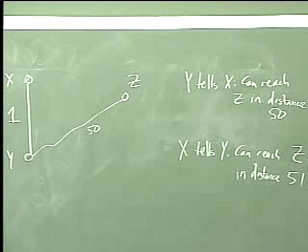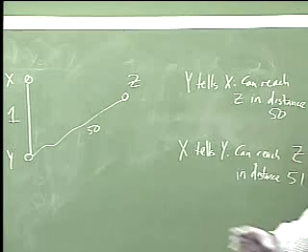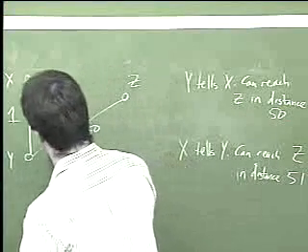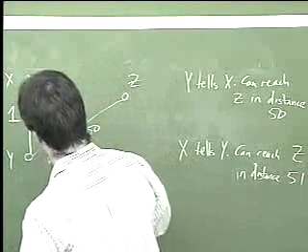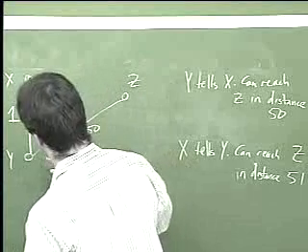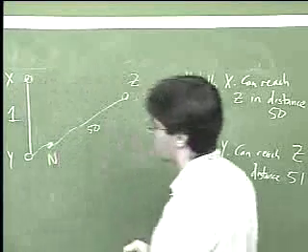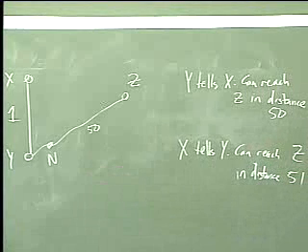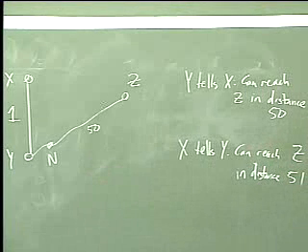Well, x's distance is already bigger than y's. So clearly y is going to continue. There's some node here. Let's call it n. Y is always going to choose the route through n, right? Because that route is shorter than the route through x.